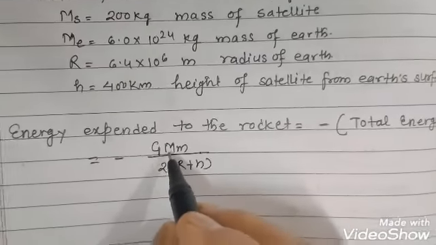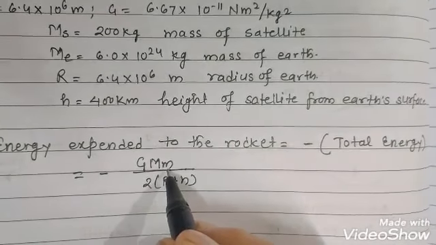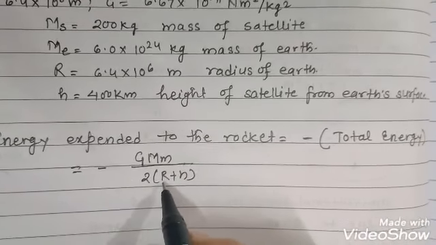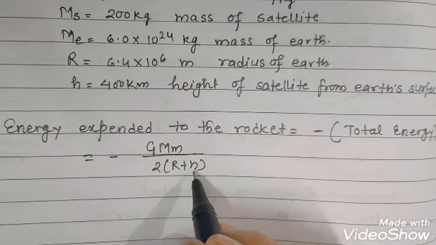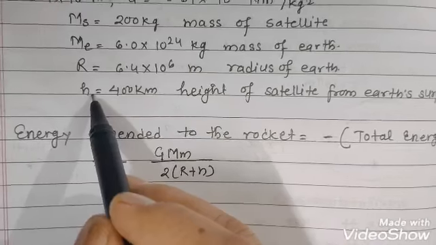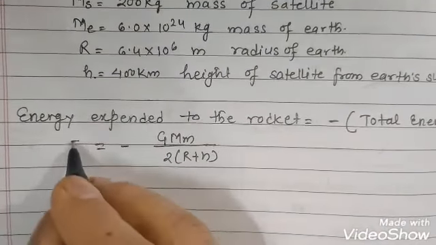That is, M is the mass of Earth, small m is the mass of the satellite, R is the radius of Earth, and h is the height of the satellite from Earth's surface. All these quantities are given here. We'll just put in the values, so we'll get the energy required.